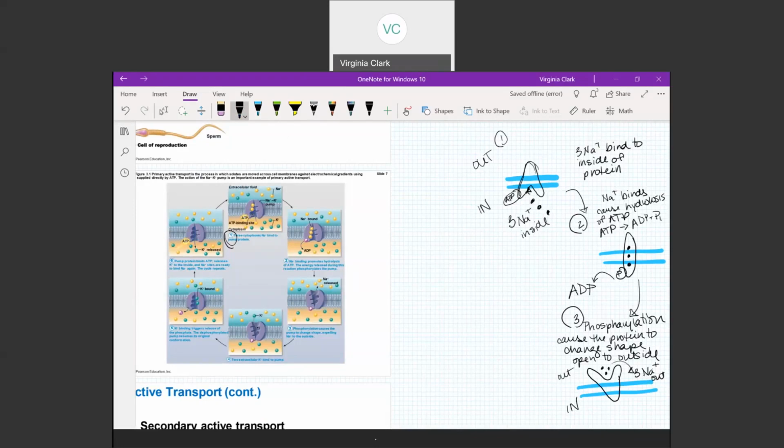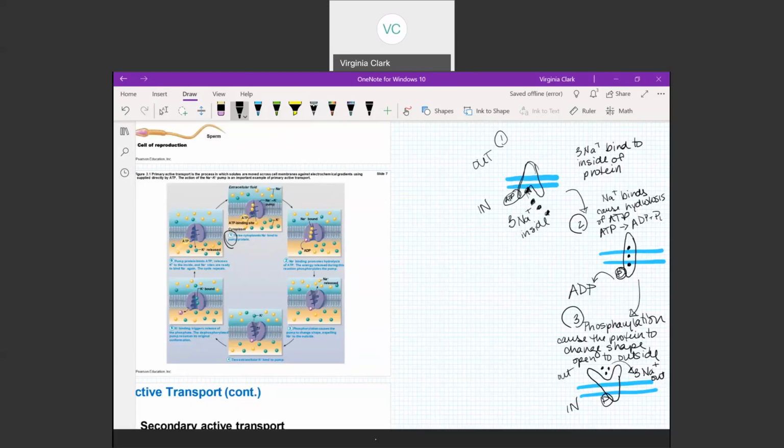But I still have my phosphate attached. So what has happened in steps 1, 2, 3? I have 3 sodium ions inside the cell, and they have bound with my receptor protein and ATP. What happens is my ATP will pop off and go through hydrolysis, and I'll have ADP and a phosphate group. When this happens, that phosphorylation causes my protein to open to the other side. So it essentially shifts gears, going from facing the inside to facing the outside, and it will release my 3 sodium outside the cell.